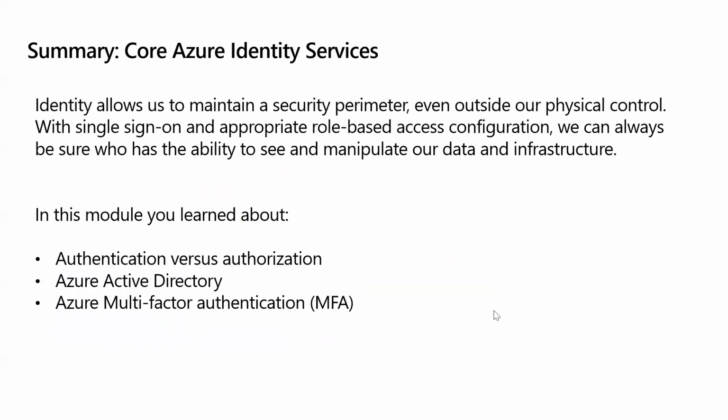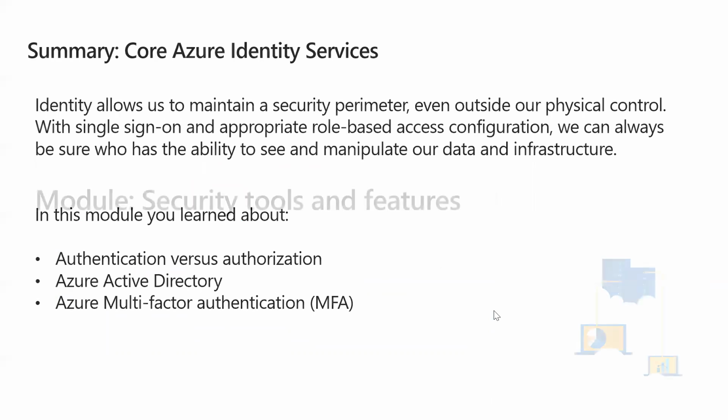So in short, in core Azure Identity Service there are only these two, authentication and authorization. For that, you need to use a service named Azure Active Directory. Basically it allows us to maintain a security perimeter even outside our physical control, with single sign-on and appropriate role-based access configurations. So this is what you have learned in this module.